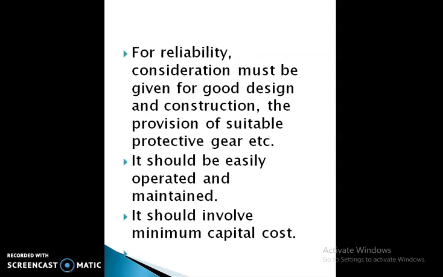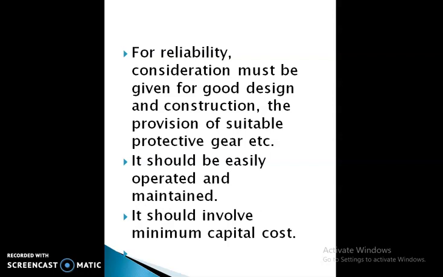Next, for reliability, consideration must be given to good design and construction. There should be provision of suitable protective gear, etc. for reliable operation. Suitable protective gears means switchgear, circuit breaker, isolator, relay, fuse, etc., which must be appropriately provided.